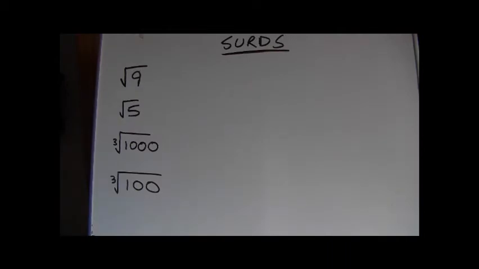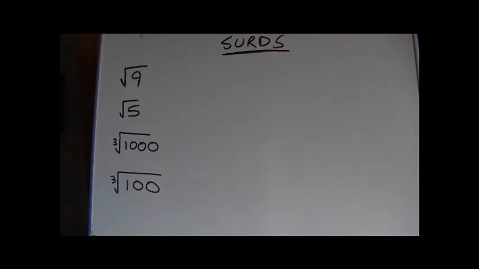Mathematicians quite often have to deal with quantities called surds. A surd is just a number which is written using a root sign. So for example, we might have a square root, as in these two cases, a cube root, like we've got here, or it might be a fourth root, a fifth root, and so on.